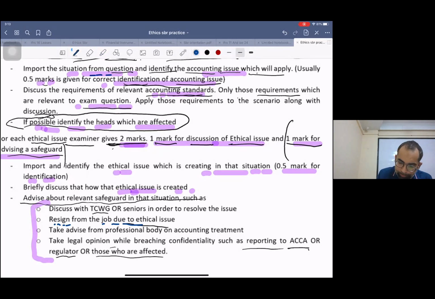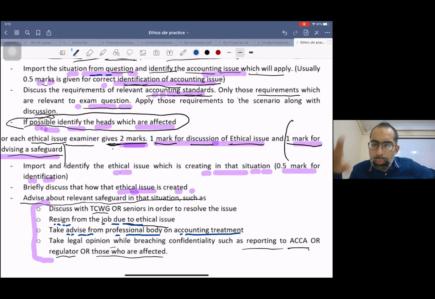Now, one more thing you can do: take advice from a professional body on the accounting treatment. For example, there are different professional bodies like ICAEW. If you are in the UK, you should go to ICAEW or ACCA, or if you are in Pakistan, it's ICAP. In India, it's a different body. So you can take advice from the accounting body as well.